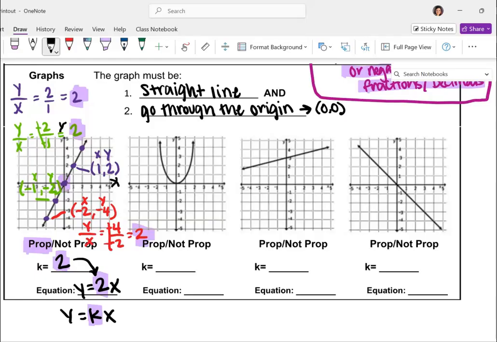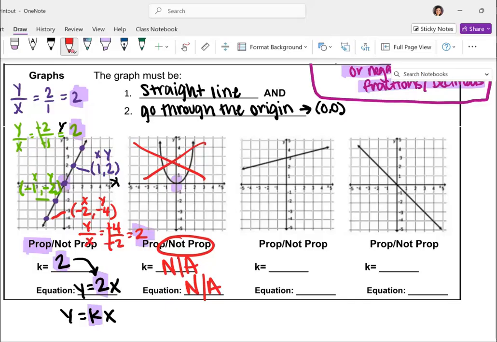On the second graph, you can see that it is not a straight line. It does go through 0, 0, so it met one of the requirements, but not both. Oh, I highlighted the wrong one anyway. It goes through 0, 0, but it is not a straight line. So this one is not proportional. And when it's not proportional, there is no k. So we put NA, and there is no equation because it's not proportional.